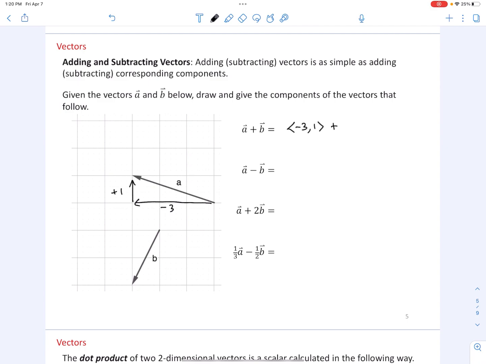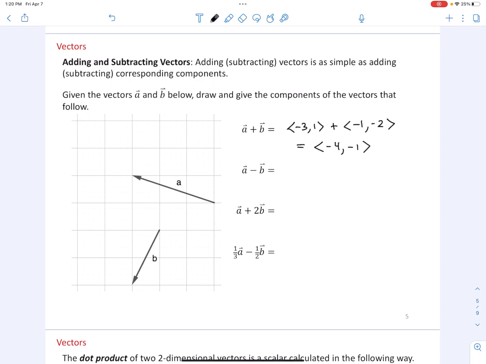And to this, we're going to add the vector B. Starting at the tail, we would go left 1 unit and then down 2 units. So its components are -1, -2. We combine two vectors, we add them by simply adding corresponding components. So -3 plus -1 is -4, and then comma, and then 1 plus -2 is -1.